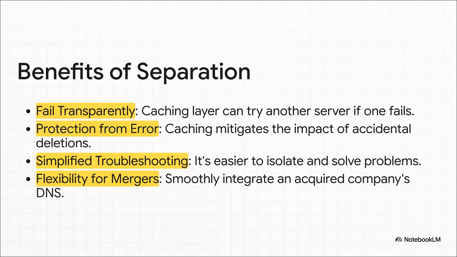For one thing, if an authoritative server goes down, a separate recursive layer can just go ask a different one, and the user on the other end never even knows there was a problem. This separation also protects against human error. Let's say someone accidentally deletes a vital record. The cached version can keep things online while you fix the mistake. And on top of all that, it just makes everything way easier to manage, troubleshoot, and scale.